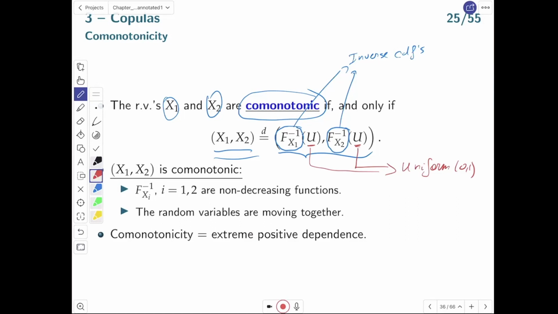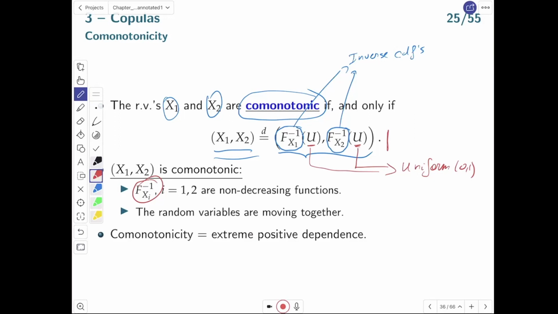Second observation: the inverse CDFs are of course non-decreasing functions, right? So if I look at the right-hand side of this expression here, if I'm going to change U, I will change the first and the second component.